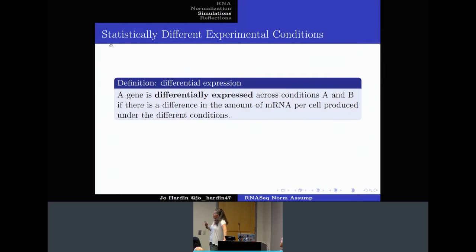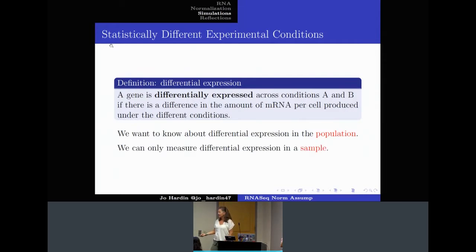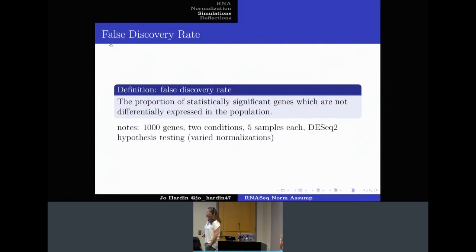Okay, so we keep using this word differentially expressed across conditions A and B if there's a difference in the amount of mRNA per cell. And really what we want to know about is differential expression in the population. That's the whole point of what we're doing, but what we have are samples. So we measure differential expression in the sample. Welcome to statistics. This is all of statistics in a nutshell. You want to say something about a larger population, but really what you have is your sample to work with. And so we have to assess what's going on.